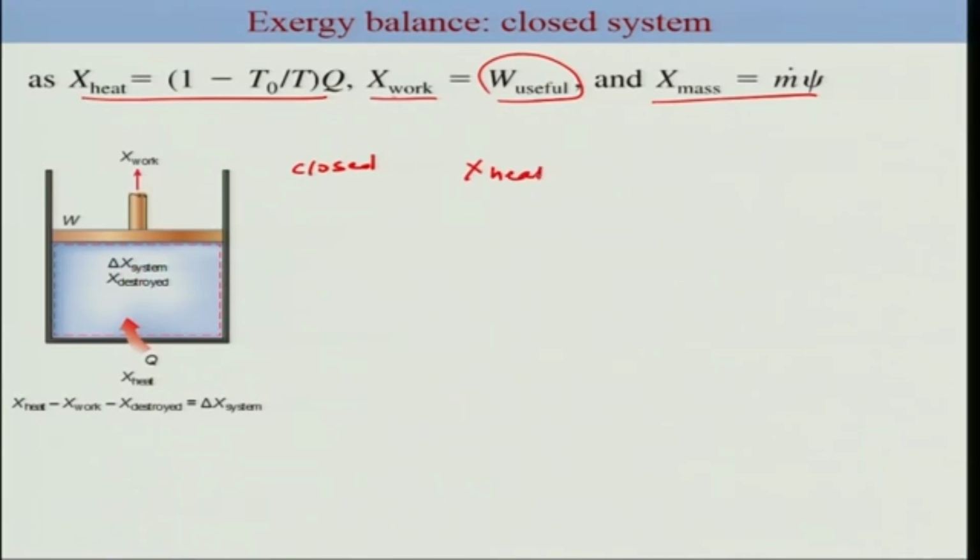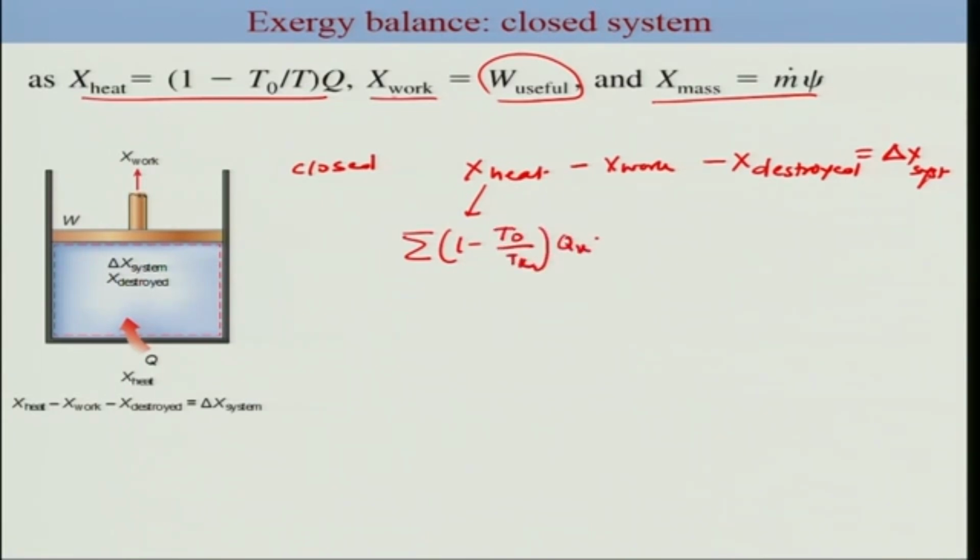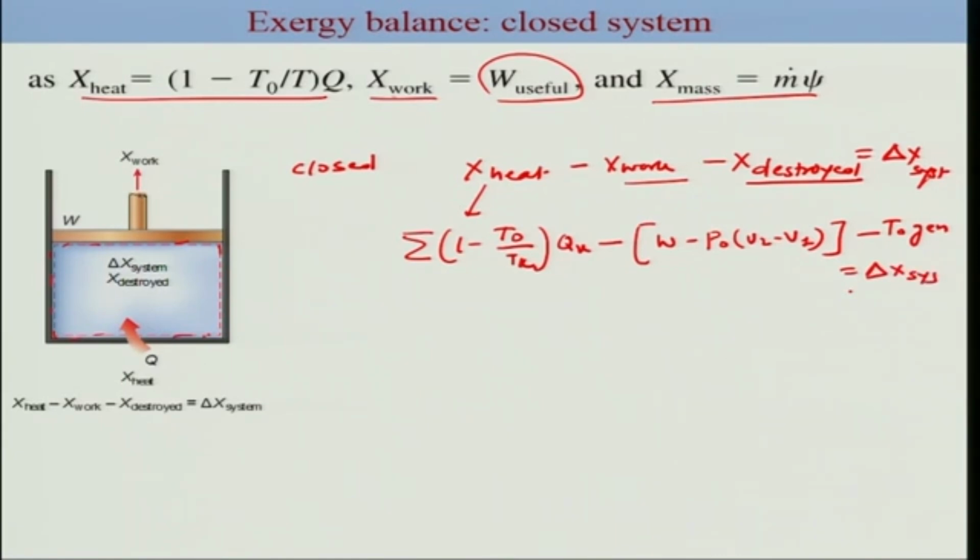So for a closed system, X heat minus X work would be your total contribution or net exergy transfer to the system, minus your X destroyed. That will be the change in the exergy of the system. We can further expand this and write exergy in terms of T0 by Tk, just the way we have done for entropy balances, where K means the different element of the boundary where the heat is being transferred. And this would be simply your work minus the boundary work if any is involved. So that will be X of work, minus X destroyed, which is nothing but T0 times S generation. This would be your delta X system, which is X2 minus X1.